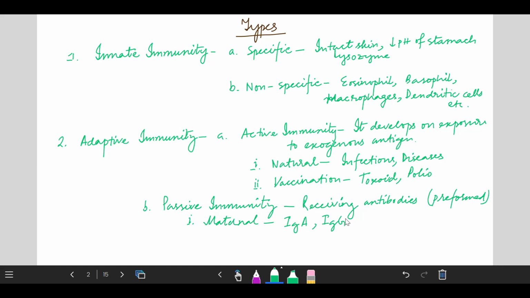Okay, and another one is immunoglobulin treatment. Okay, or through the treatment of antibody, by using antibody when you are doing any kind of treatment, that is immunoglobulin treatment. Okay.